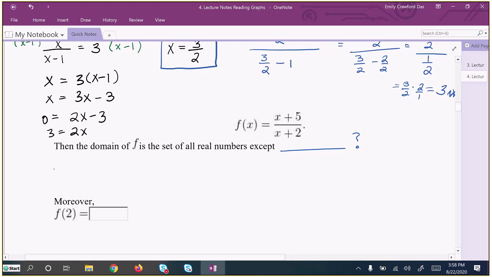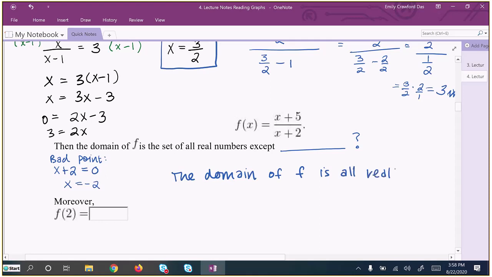So if x plus 2 equals 0, then that would be a bad point. And that would mean if x was equal to negative 2, then that would be a bad point. So to fill in the blank, the domain of f is all real numbers except negative 2. And how do we write that in interval notation?